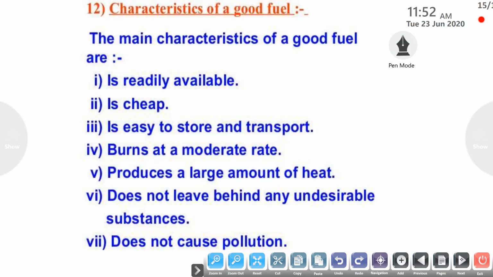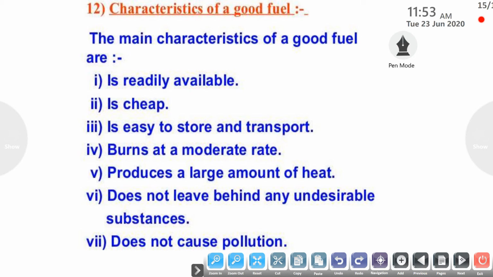The characteristics of a good fuel, what are the characteristics of a good fuel? The main characteristics of a good fuel are: first, it is readily available in the market; second, it is cheap and not very expensive; third, it is easy to store and transport anywhere; and fourth, it burns at a moderate rate. Okay, it burns at a moderate ignition temperature. It does not produce a large amount of light.